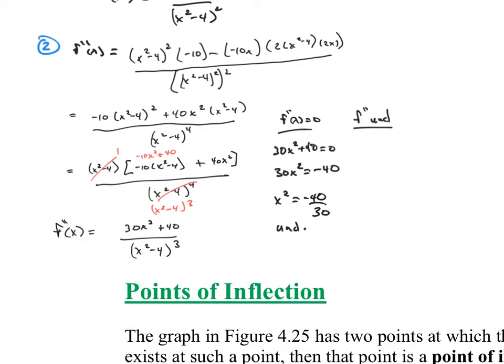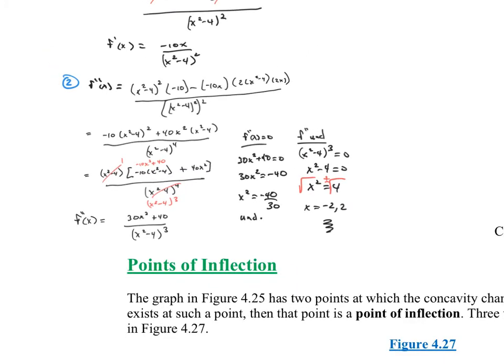When is the second derivative undefined? Well, again, a fraction is undefined when its denominator equals 0. So this would be x squared minus 4 quantity cubed equals 0. If I cube root both sides, I'd have x squared minus 4 equals 0. Add 4 to both sides, I'd have x squared equals 4. And then remember, anytime I take a square root, I have to remember plus or minus. So I'm getting x equals negative 2 and 2 are the only points that we need to worry about.